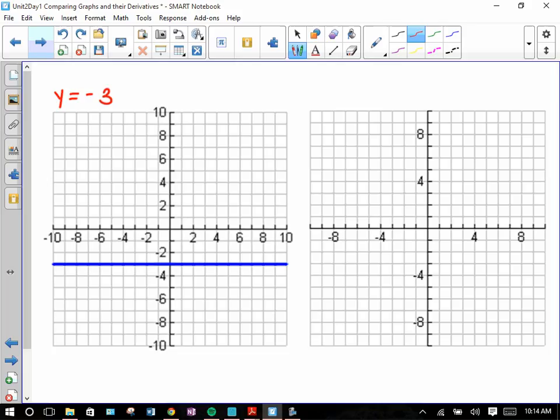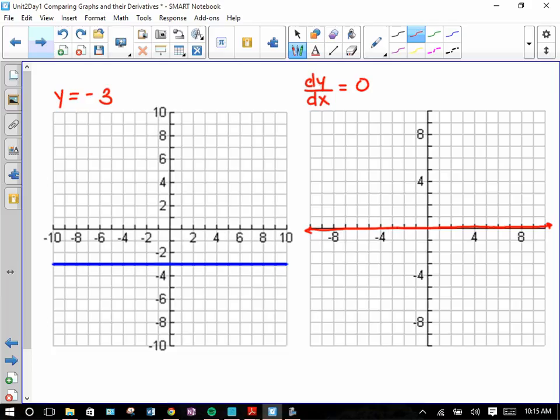So does that make sense? What is the derivative of y equals -3? 0. Alright? So the derivative is the equation y equals 0 at all times. So how do we graph that? Well, it's just going to be y equals 0. It's going to be a horizontal line along the x-axis. Again, that should make sense.